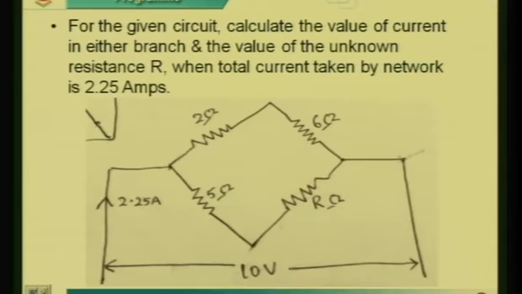In this problem, the question states that for the given circuit, calculate the value of current in either branch and the value of unknown resistance R when total current taken by network is 2.25 amps. So you can see the circuit there.